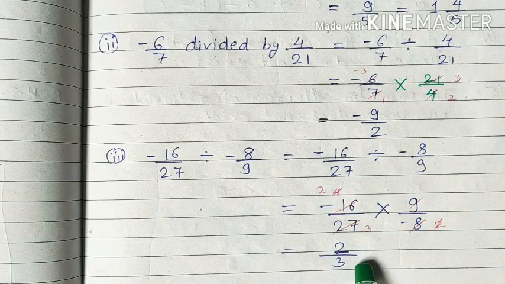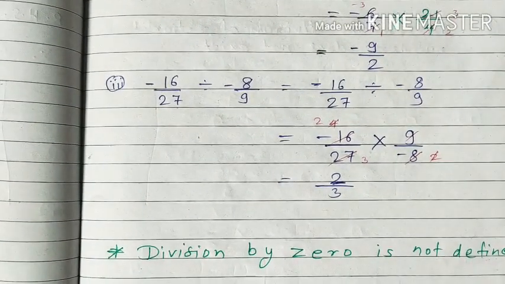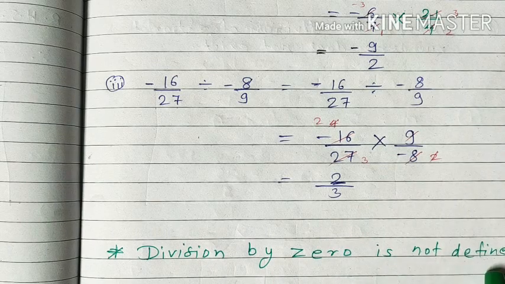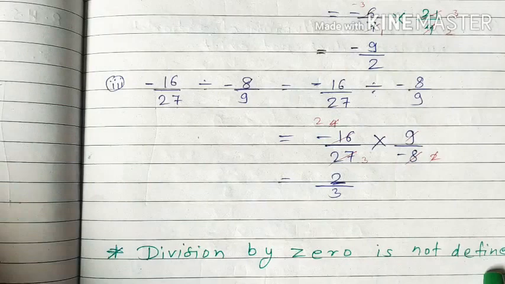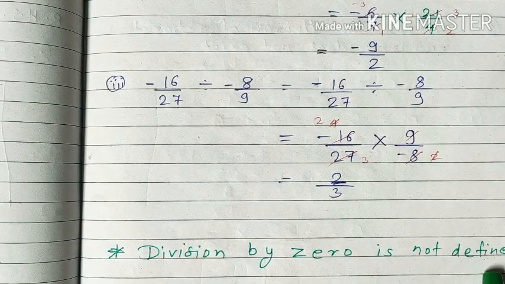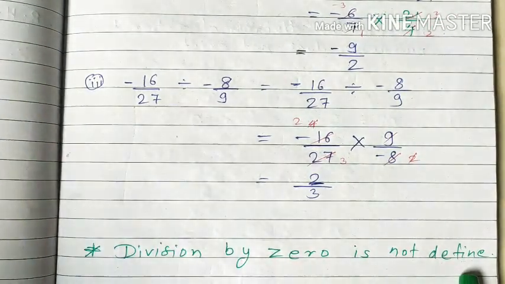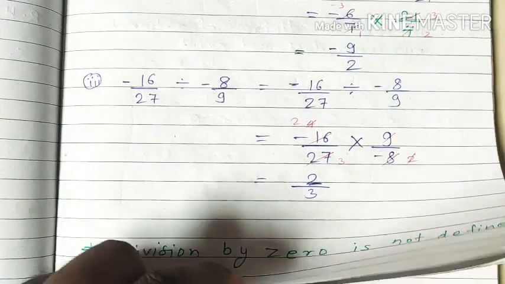Got it, everyone? Okay. And one of the very important things is division by 0 is not defined. It means if any number is divided by 0, it will be not defined. And 0 divided by anything, the answer will be 0. Remember this thing.